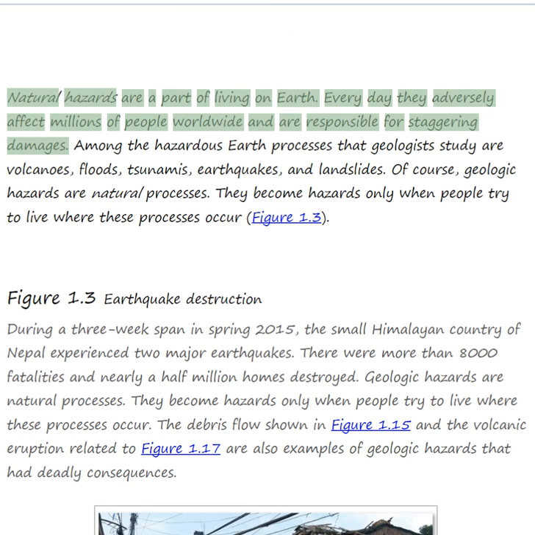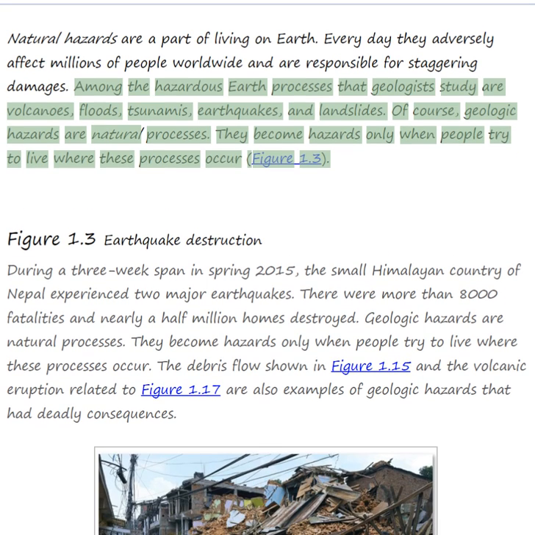Natural hazards are a part of living on Earth. Every day they adversely affect millions of people worldwide and are responsible for staggering damages. Among the hazardous Earth processes that geologists study are volcanoes, floods, tsunamis, earthquakes, and landslides. Of course, geologic hazards are natural processes. They become hazards only when people try to live where these processes occur.